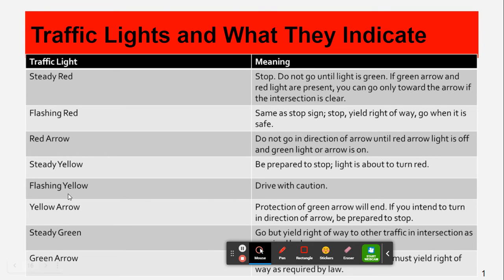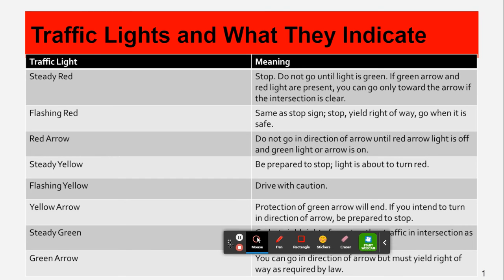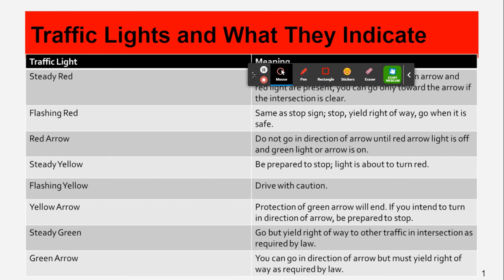Here we go. Yellow arrows. The protection of the green arrow will end, and if you intend to turn in the direction of the arrow, be prepared to stop. I teach my students that when lights are yellow, they need to come to a stop. Come to a stop, unless you're underneath the yellow light, then you have to go, obviously. But if you can see it beforehand, you should be ready to stop the car.